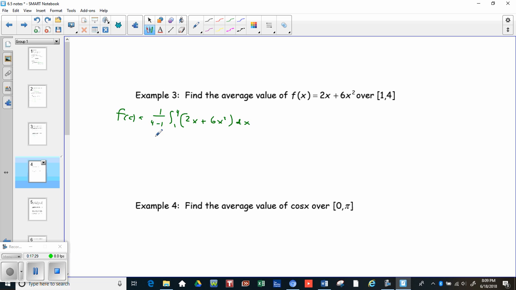So this is 1/3. Integrate. That's going to give us, let's see, raise the power, divide by that. x squared becomes x cubed divided by 3, so 2x cubed from 1 to 4. So we get 1/3. Plugging in a 4, I get 16 plus, let's see, 4 cubed is 64 times 2 is 128.